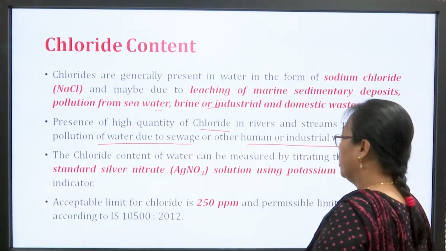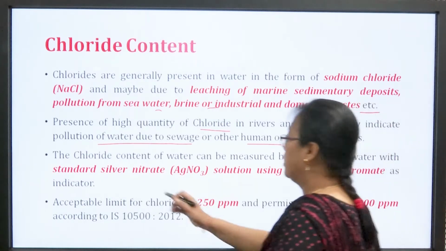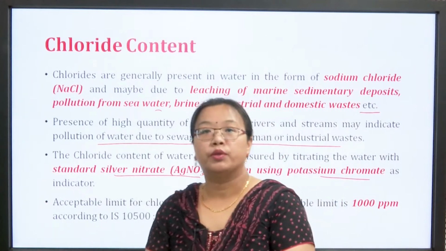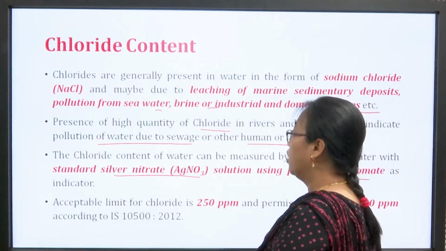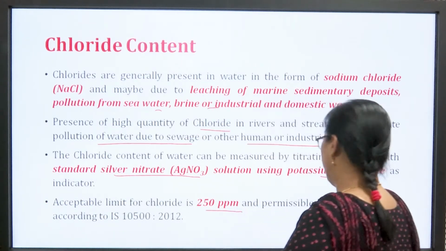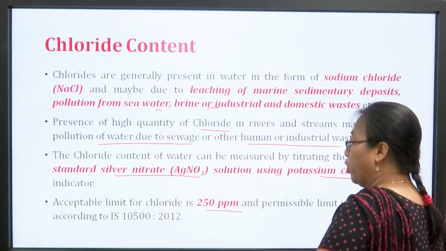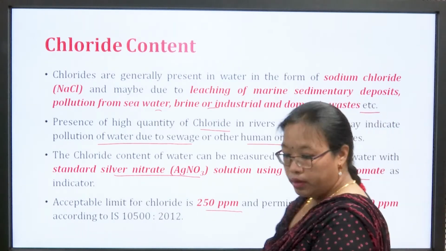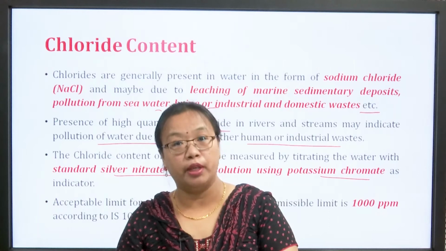The chloride content of water can be measured by titrating the water with standard silver nitrate solution using potassium chromate as indicator. This is how we get the content of sodium chloride. The acceptable limit for chloride is 250 ppm and the permissible limit is 1000 ppm according to our Indian standards for drinking water, that is IS 10500:2012. So, the acceptable limit is 250, and permissible is 1000.